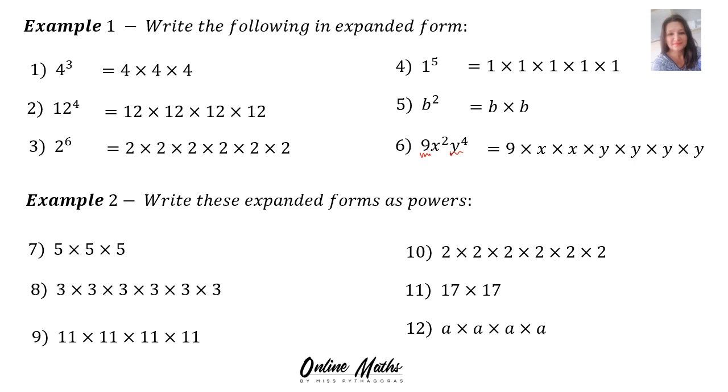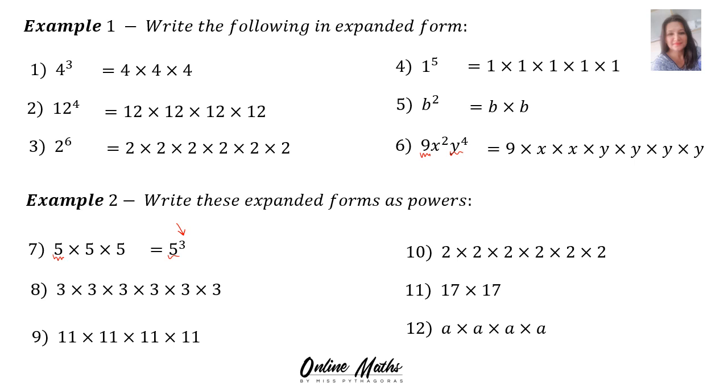Example 2. Write these expanded forms as powers. So now number 7, 5 times 5 times 5. The base is 5. And how many 5s are there? 1, 2, 3. Therefore, it's 5 to the 3. The base is 5 and the exponent is how many times it's being multiplied by itself.